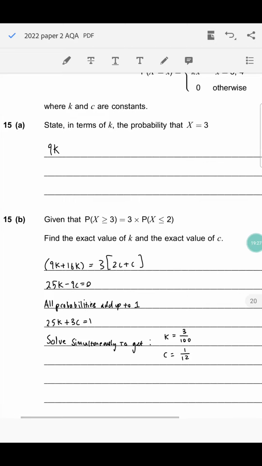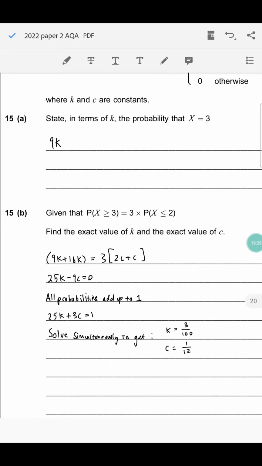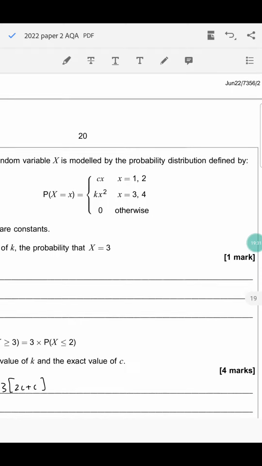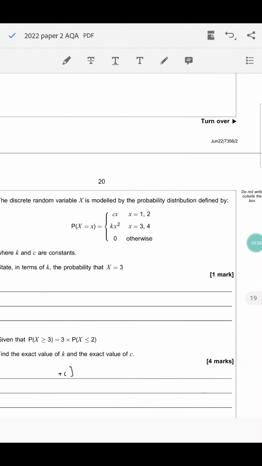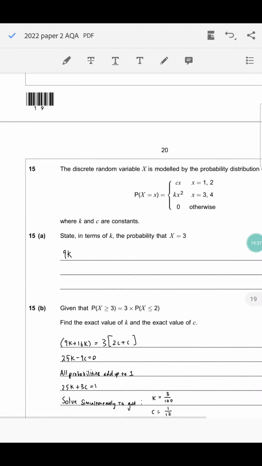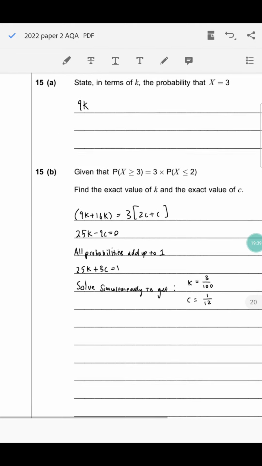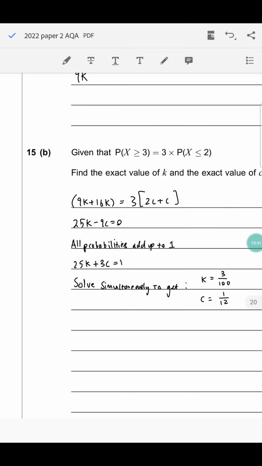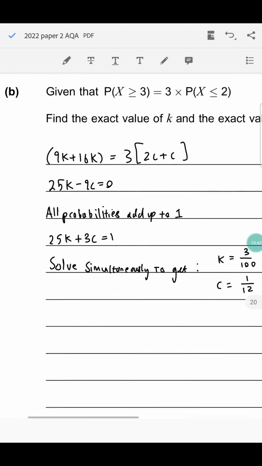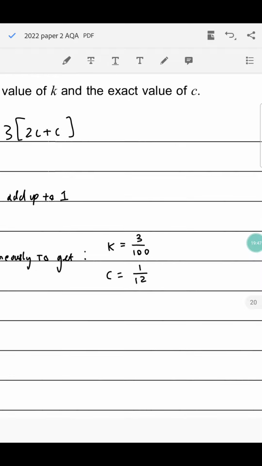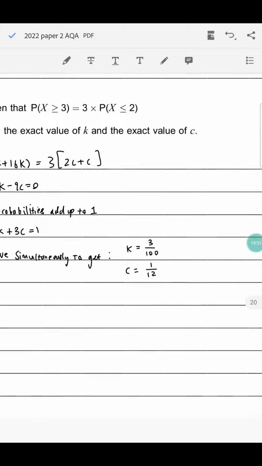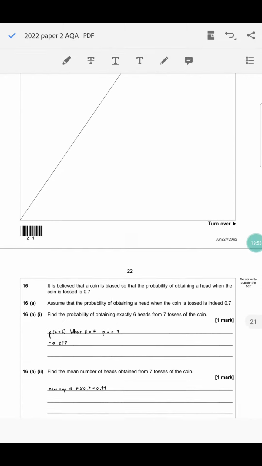Now we know from probabilities that they all add up to 1. So if we find the probability of 1, 2, 3, and 4, and then equate that to 1, we get another equation, which is 25k plus 3c equals 1. So if we solve these two simultaneously, we can just use our calculator from here. We get k is equal to 3 over 100 and c is equal to 1 over 12.